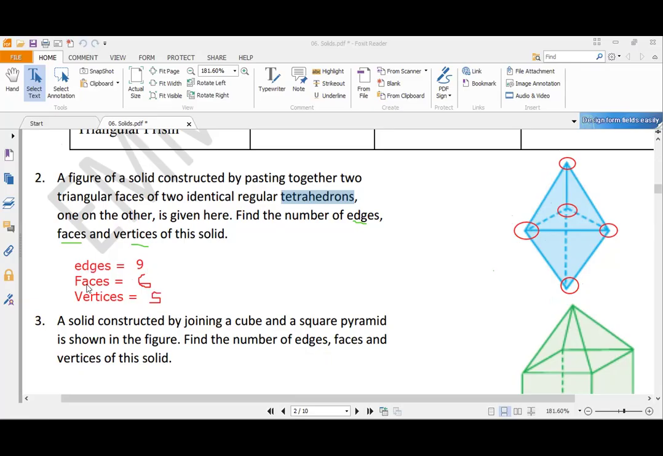Number of edges 9, number of faces 6, number of vertices 5. I hope your answers are correct.